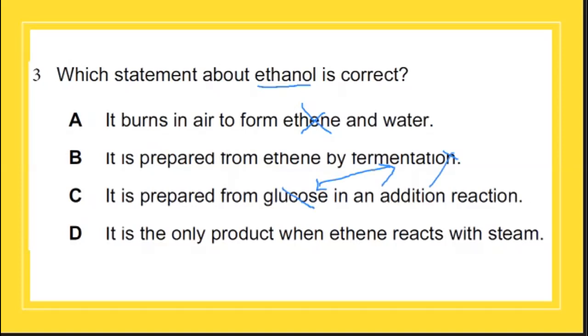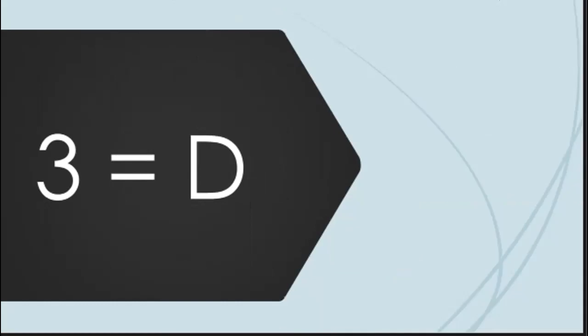So A is wrong, B is wrong, C is wrong. It is the only product when ethene reacts with steam. That is correct. When ethene reacts with steam, all that we get from it is ethanol. So the answer, I believe, is D. Let's see what they say. Yes, the answer is D, as in dog.